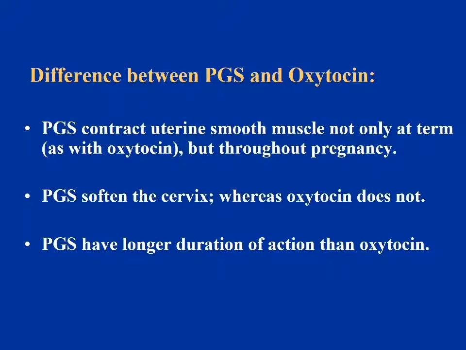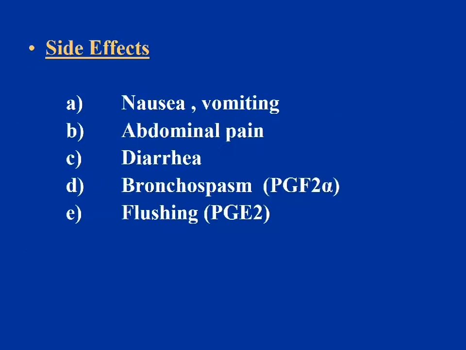Actually, oxytocin, when given, must be given to a soft cervix, unlike prostaglandin. Prostaglandin has a longer duration of action than oxytocin. What are the side effects? It is also gastrointestinal: nausea and vomiting, abdominal pain, diarrhea, bronchospasm, especially when using prostaglandin F2 alpha, and flushing when using prostaglandin E2.